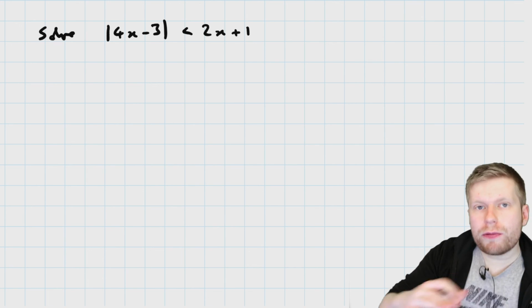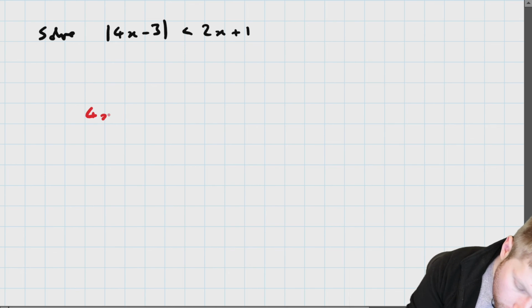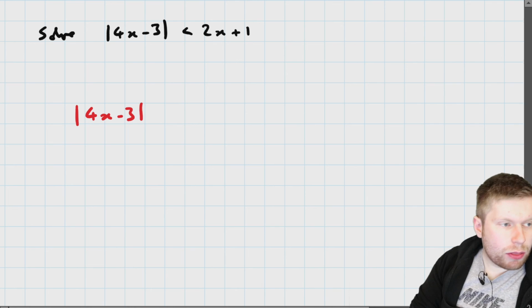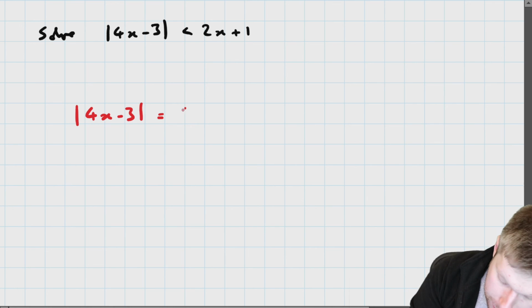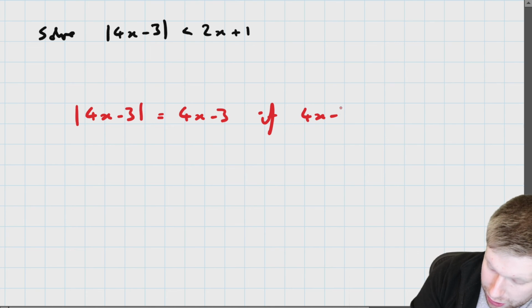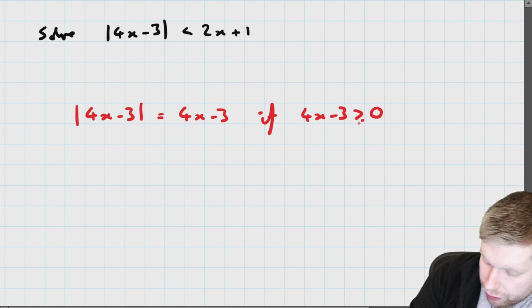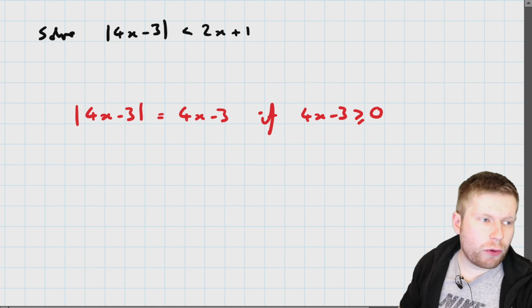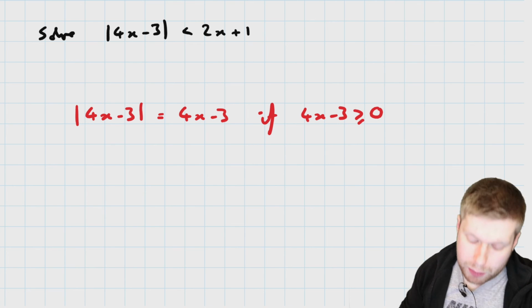So in other words, there are two different cases that I could have for 4x minus 3. I could basically say that the absolute value of 4x minus 3 would just be equal to 4x minus 3 if 4x minus 3 is positive, or 0, I guess. So as long as it's greater than or equal to 0, I can just treat the absolute value of 4x minus 3 as 4x minus 3.